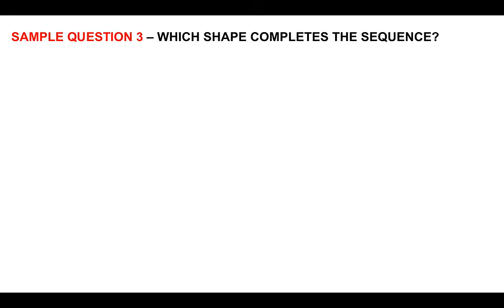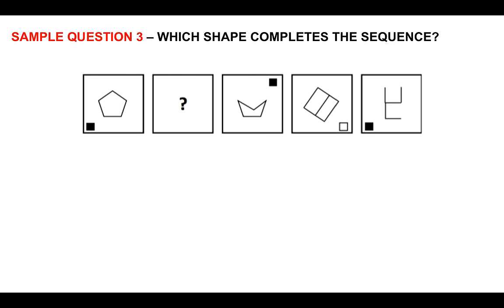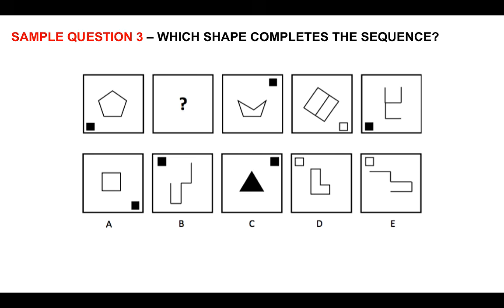Okay, question number 3. Which shape completes the sequence? Now, this is a bit of a tricky one, because if you notice, they're asking us to find out what goes there, not what comes next in the sequence, but what completes it. And this is another variation of an abstract reasoning test. So these are the options, A, B, C, D, or E.